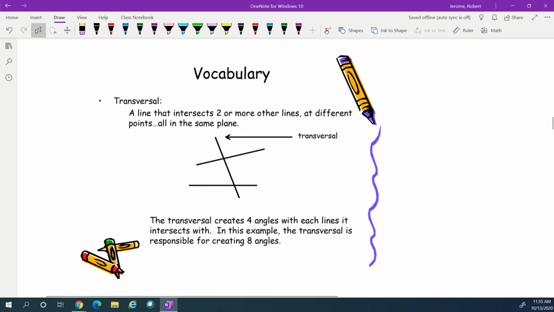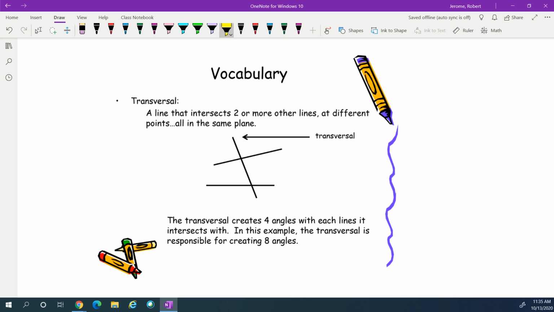The other vocabulary term that we want to introduce here is this thing called a transversal. And a transversal is just a line that intersects 2 or more other lines, all at different points, though. So we can't have like a starburst. There's no transversal in a star. Our transversal intersects two or more other lines. So you can see in our picture here the transversal.